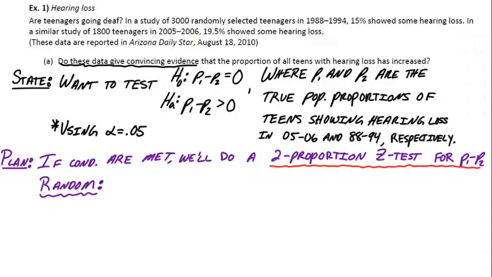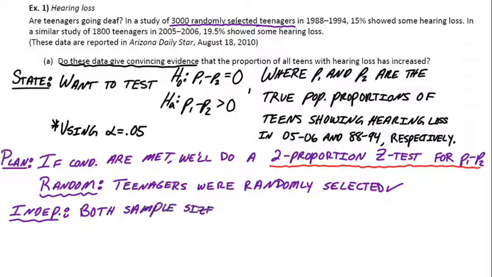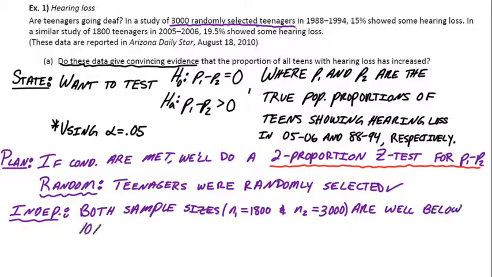And then for the conditions, the randomness condition, it says the teenagers were randomly selected. So randomness is good. As far as independence goes, even though they sampled without replacement, right, we should be well below 10%. So both sample sizes, whether it was the 1,800 from this group or the 3,000 from that group, they're both well below 10% of all teenagers. So the 10% condition is met.